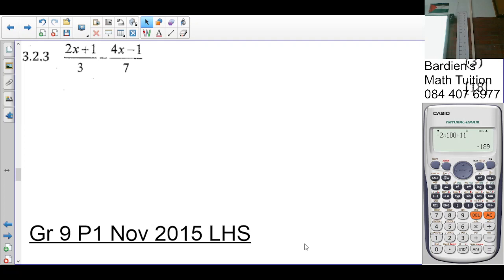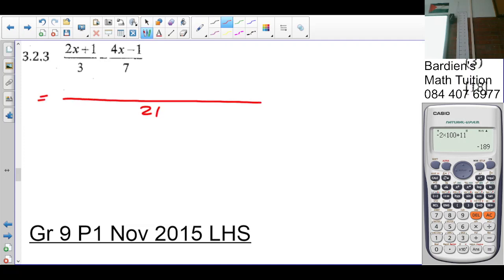Right, so what do we do here? LCM. What's your LCM? 21. 3 times what is 21? 7. 7 times what is 21? 3. So it's going to be 2x plus 1 times 7, so it's going to be negative 3 into 4x minus 1.